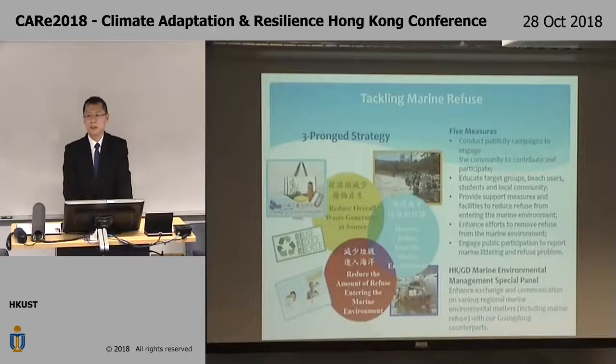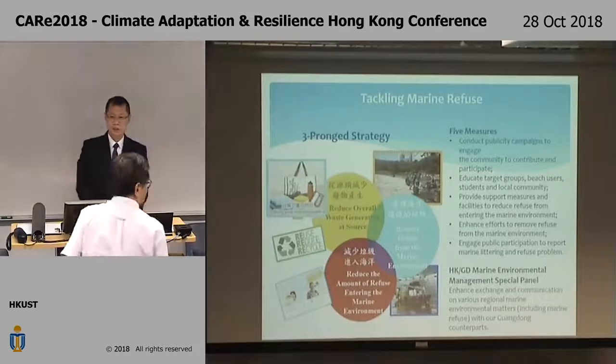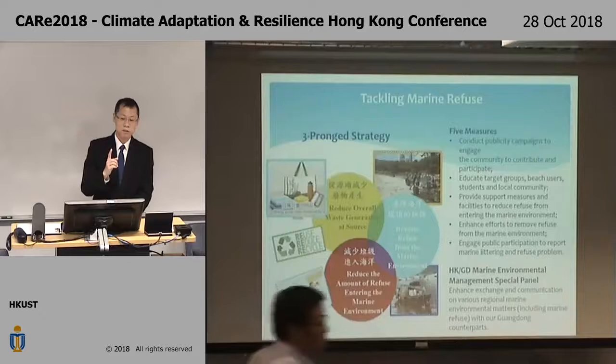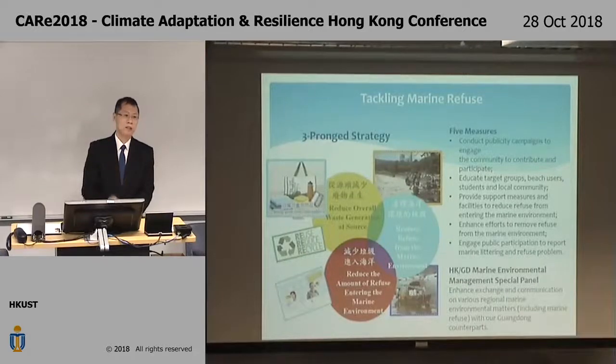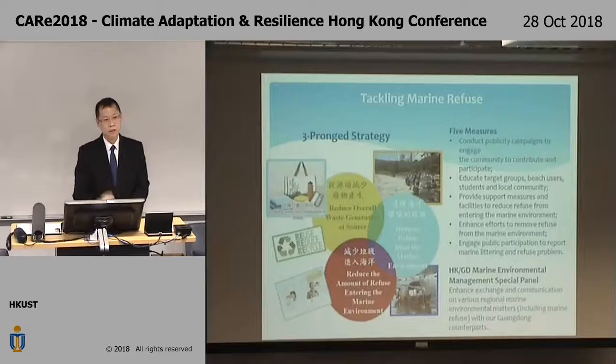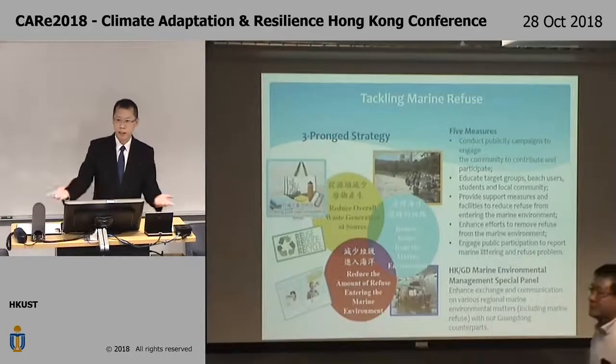into our marine waters? So, as a closing remark, I would say that we have tackled marine pollution, but it may be time to tackle the marine refuse, especially how we stop the source in the event of flooding, extreme climate change, extreme typhoons, and things like that. So, thank you, ladies and gentlemen.